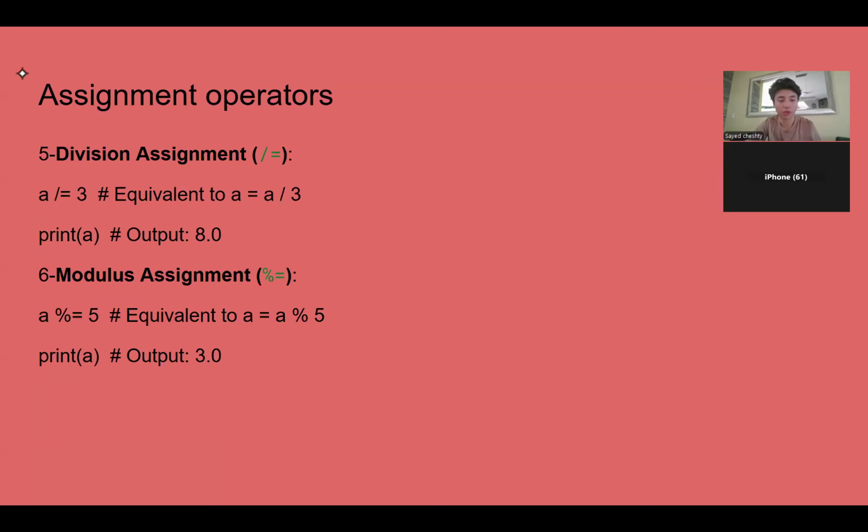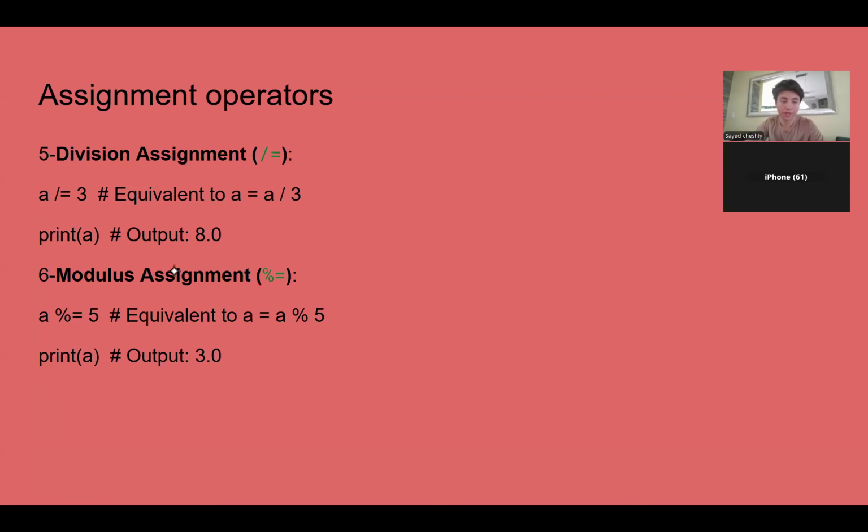Now we're going to do A divided by equals 3. It means the same thing as A equals A divided by 3. It will give us 8, because 24 divided by 3 is 8. 8, 16, 24. So it will give us 8.